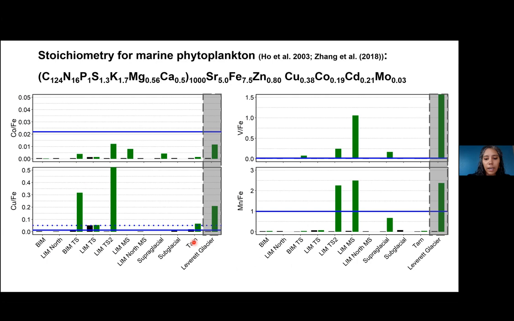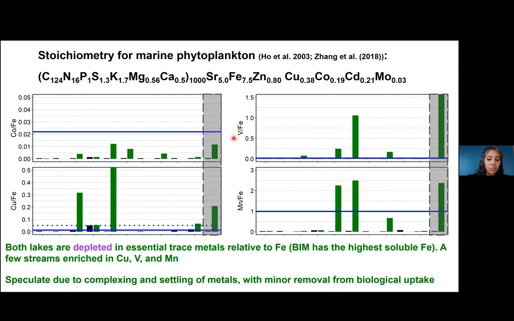We looked at the stoichiometry of the system. I'm not going to say much about this in the interest of time, but really what we're showing is that, normalized to iron, there's a lot more iron compared to these other essential nutrients. So, this is your Redfield ratio, right? You're familiar with your C and P ratios. This is just extending to metals.